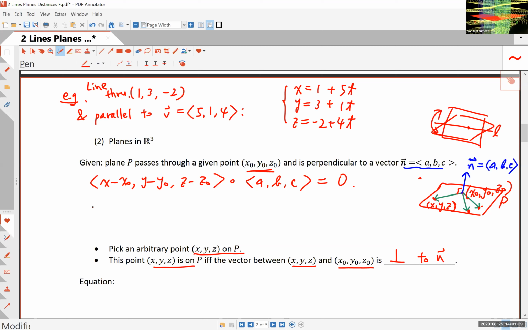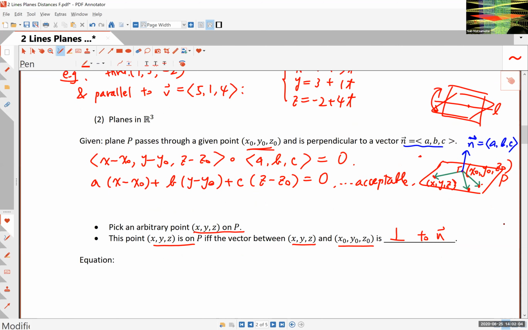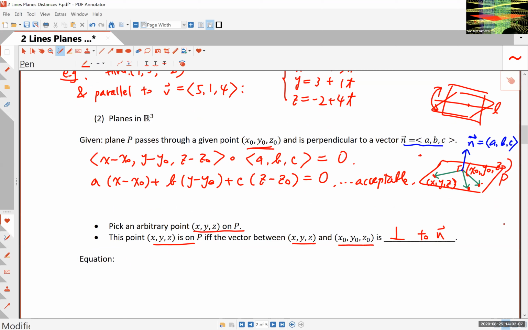What is the dot product? A times x minus x naught, plus B times y minus y naught, plus C times z minus z naught is equal to 0. That is a beautiful equation, right? And this is a perfectly acceptable expression for the equation of this plane. I say an equation because there are many equations, right? For instance, you can multiply everything here by 2 or 100 or negative 37, and those still would describe the same plane, right?